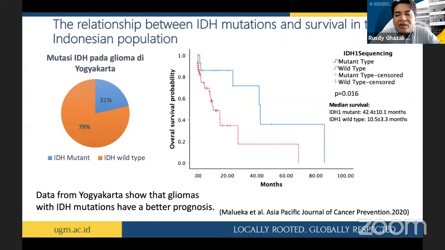This is the result in Yogyakarta that we published last year, showing that yes, in our population also, the patients with IDH mutant have significantly increased survival compared to patients without IDH mutations. As we can see here, 42.4 months for IDH1 mutant patients, and only 10.5 months for patients without IDH mutations. So a very significant difference in overall survival between these two groups. We can also see here in Yogyakarta that almost 80% of the patients do not have these mutations. So only 21% have these mutations in our population, which is quite similar to some studies in Malaysia and Thailand, but lower compared to studies in other Western countries.